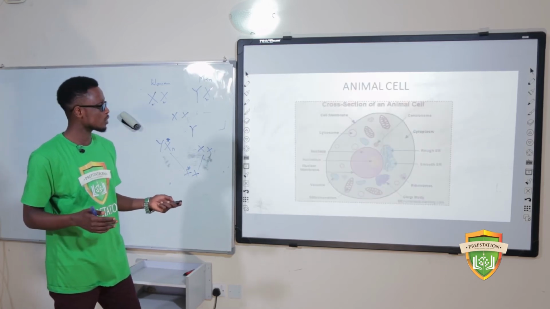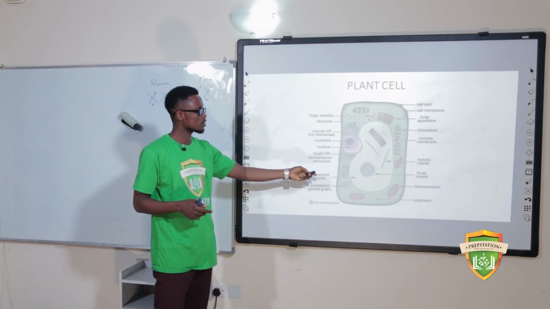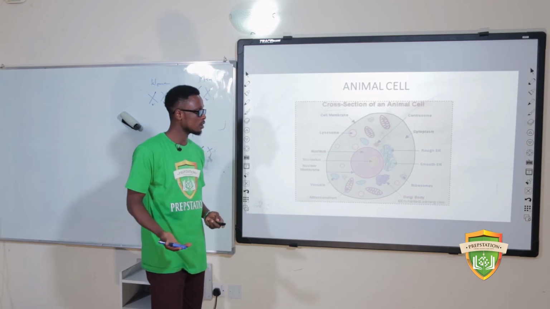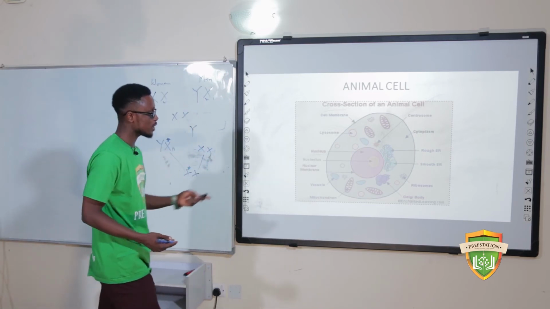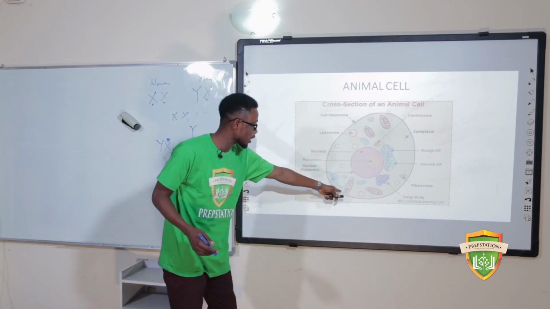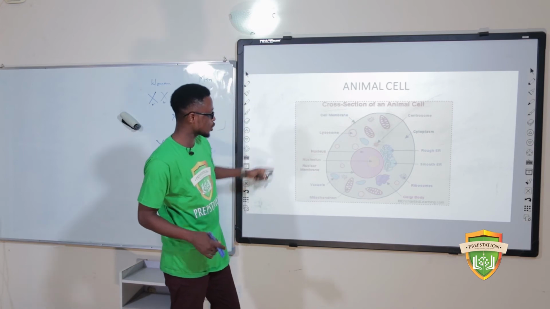So now, cell organelles and their function. When they say cell organelles, we are talking of parts of these cells, parts of plant cells and also parts of animal cells. They call them cell organelles. Take note of the shapes. This is a mitochondria, this is how it looks like. Take note of the shapes of the structures.